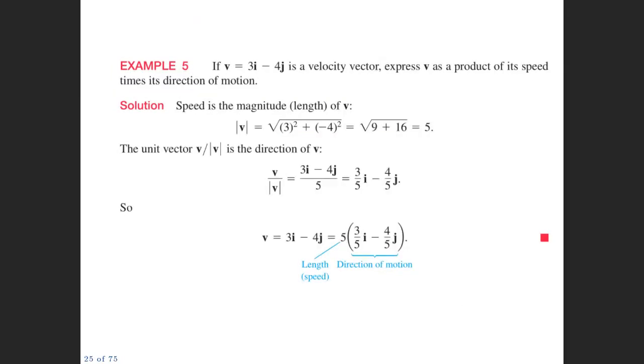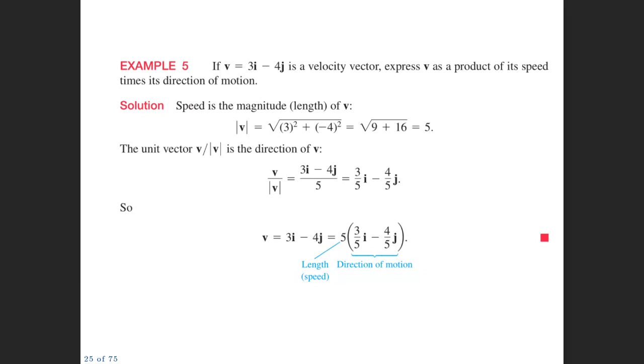An example from a textbook. If v is the vector 3i minus 4j, and let's suppose this is velocity, express v as a product of its speed multiplied by its direction of motion. What it wants is a number, the absolute value of v, or the speed, and then multiplied by a unit vector.